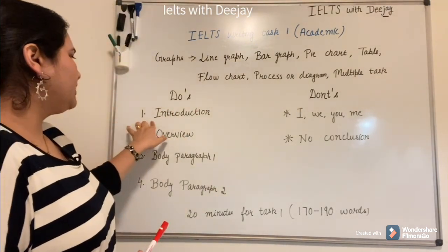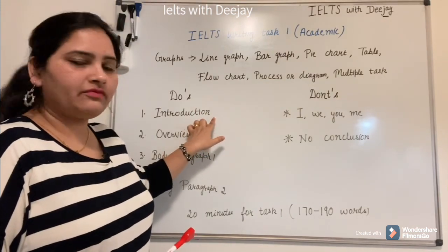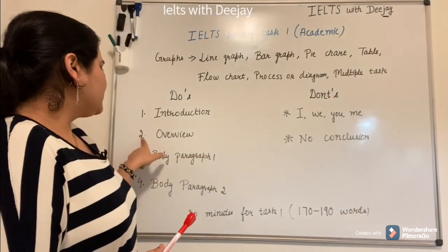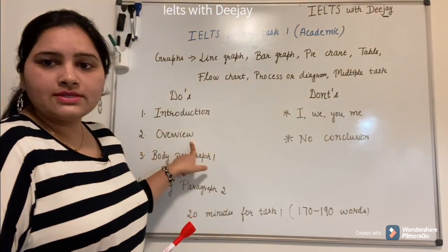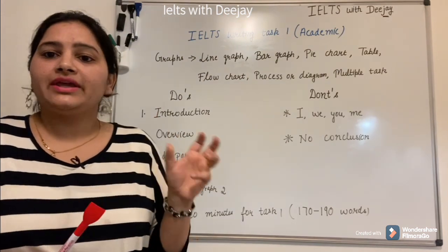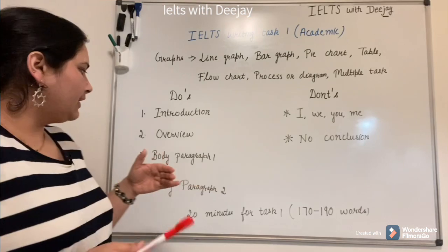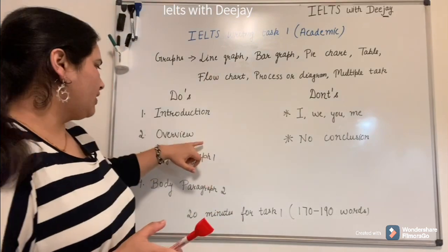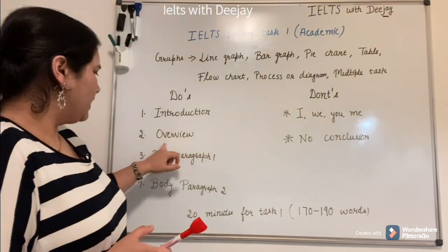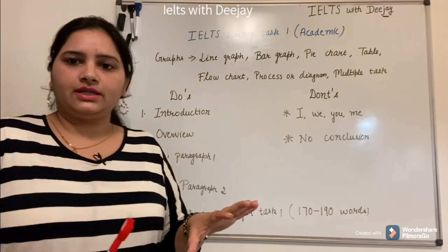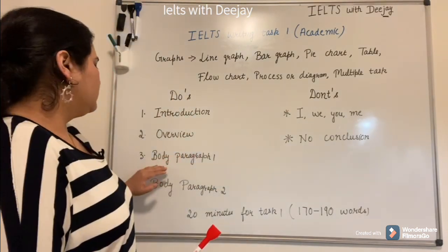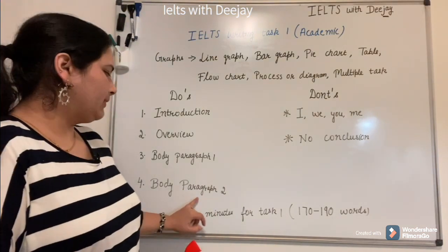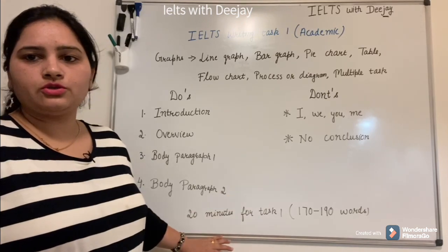Okay, and these are the do's and don'ts of writing. What happens is we have to write the introduction that I told. You have to paraphrase the question. Whatever is given in the question, you have to include each and every detail. Then the second thing would be the overview. Overview is the most important, the most striking feature that you have seen and that you want the examiner to know, that what is the main thing, what is the important thing that you have seen. That will be in the overview. Okay, then you will include all the other details, whatever is there, like that will be in the body paragraph 1. Then the remaining information will go into body paragraph 2. No conclusion should be there.